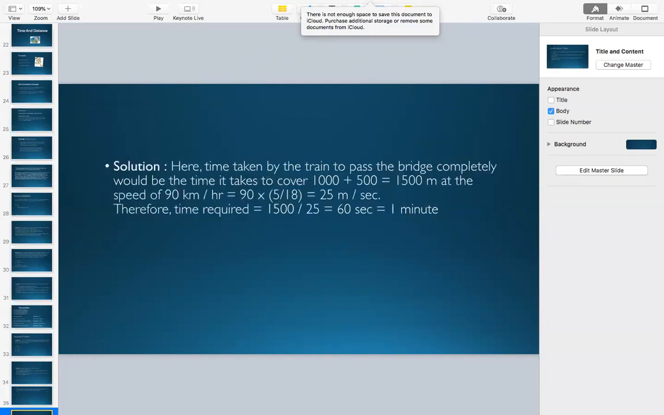So the answer is 1 minute, 60 seconds. Okay. Next question. Now try solving this question without pen and paper. Everyone, try without pen and paper.